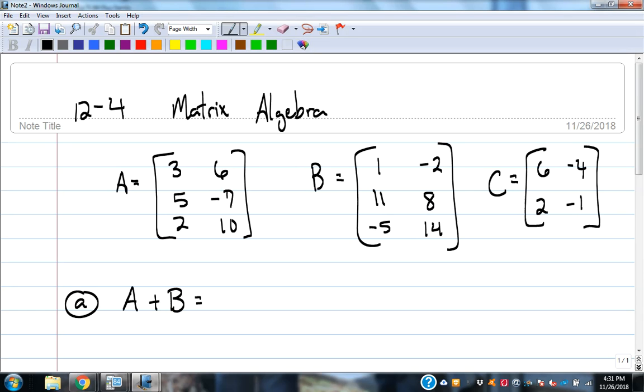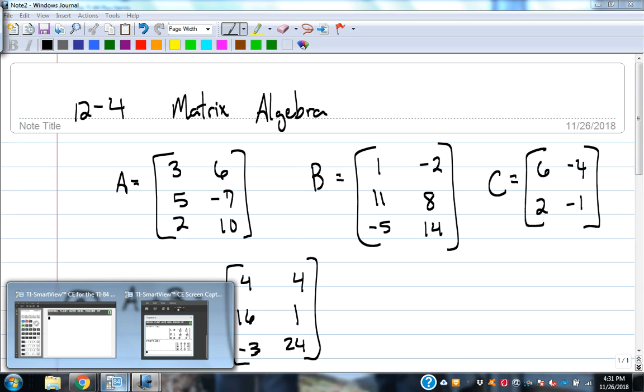So 3 goes with the 1, 6 goes with the -2, 5 goes with the 11, -7 goes with the 8, 2 goes with the -5, 10 goes with the 14. So it's just matching up pieces. So I generally don't do these with the calculator. I just do the math and add them up. -7 plus 8 is 1. 2 plus -5 is -3. 10 plus 14 is 24. Because usually if I'm only going to do that addition, it takes me longer to type it in than it does to just do the math.